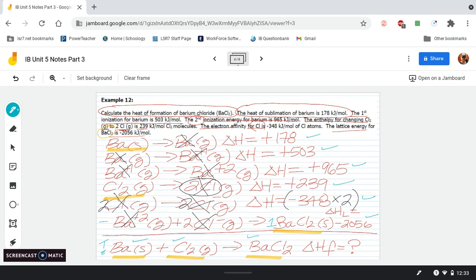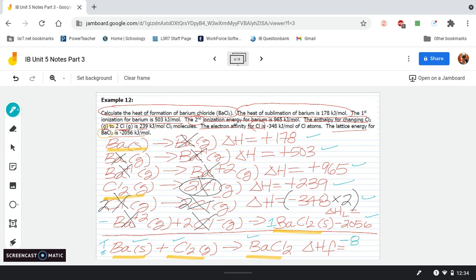Now, make sure that you pay attention to your negative sign. So I've got my calculator out. I'm not going to write this out because I think you guys can understand what's going on here. So we're going to go 178 plus 503, enter. And I do hit enter after each step just to make sure that the calculator doesn't get confused somehow. Plus 965 plus 239, hit enter, plus in parentheses negative 348 times 2, close parentheses, hit enter, plus negative 2056, and hit enter. Now, if you do all that, you should get an answer of negative 867.